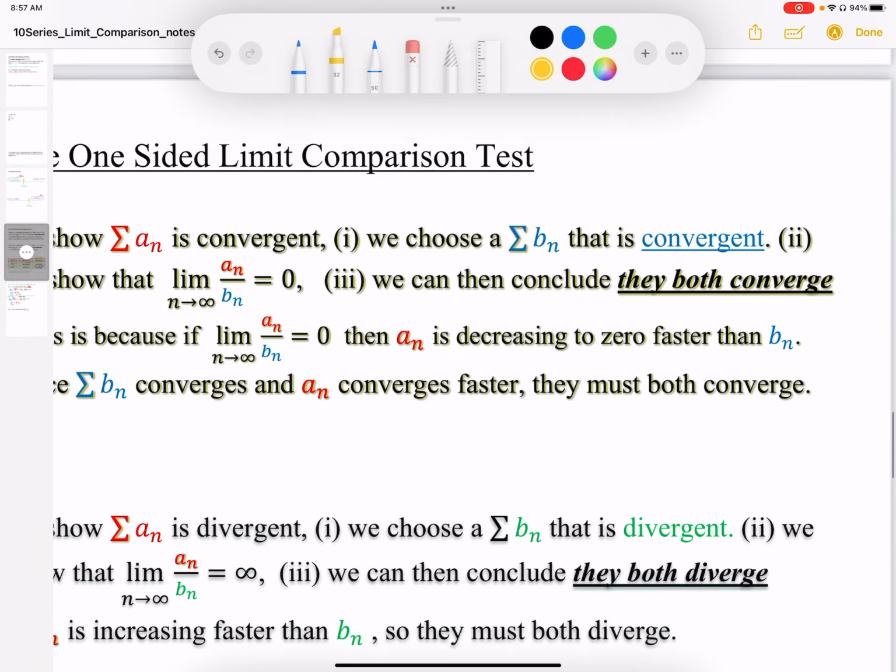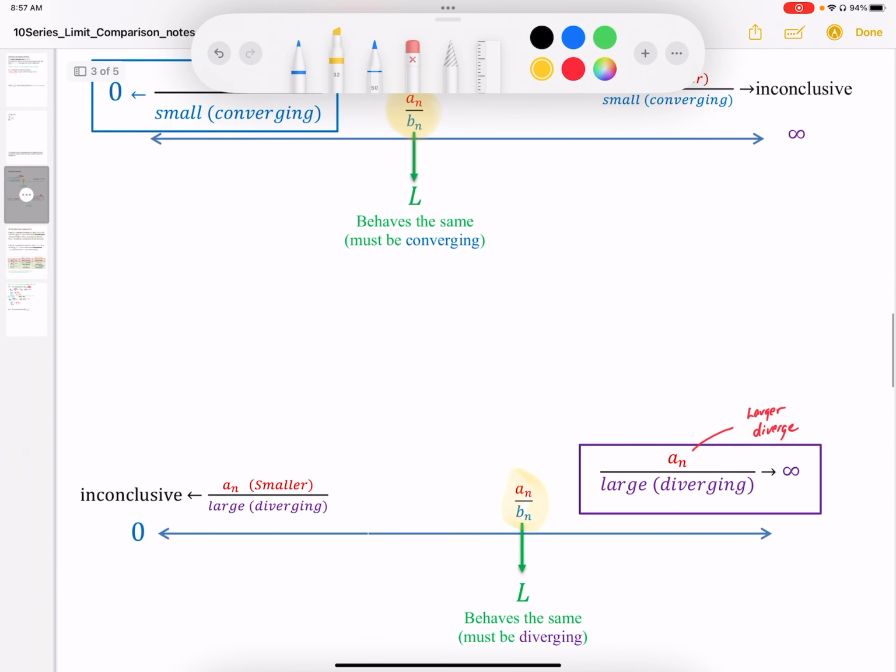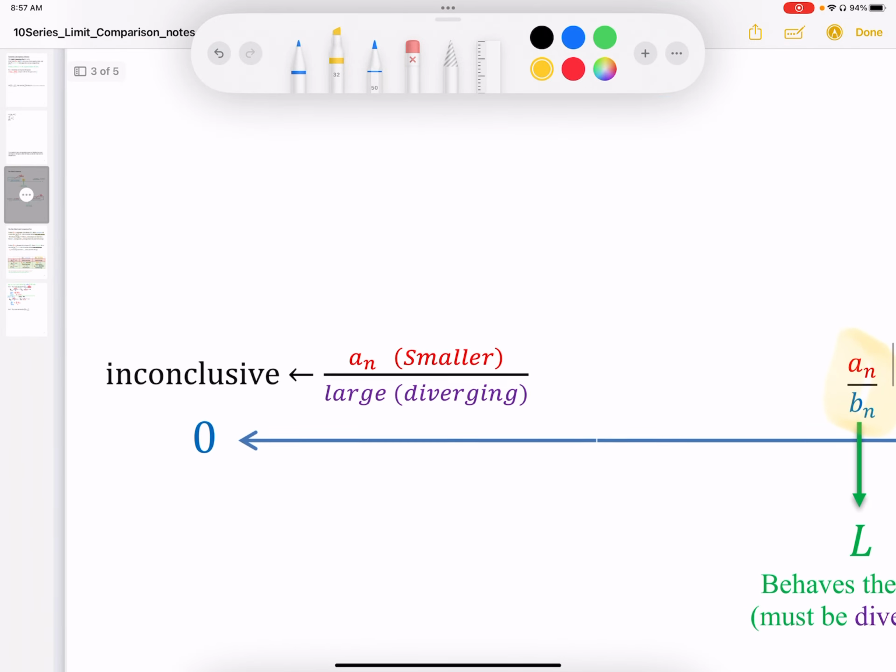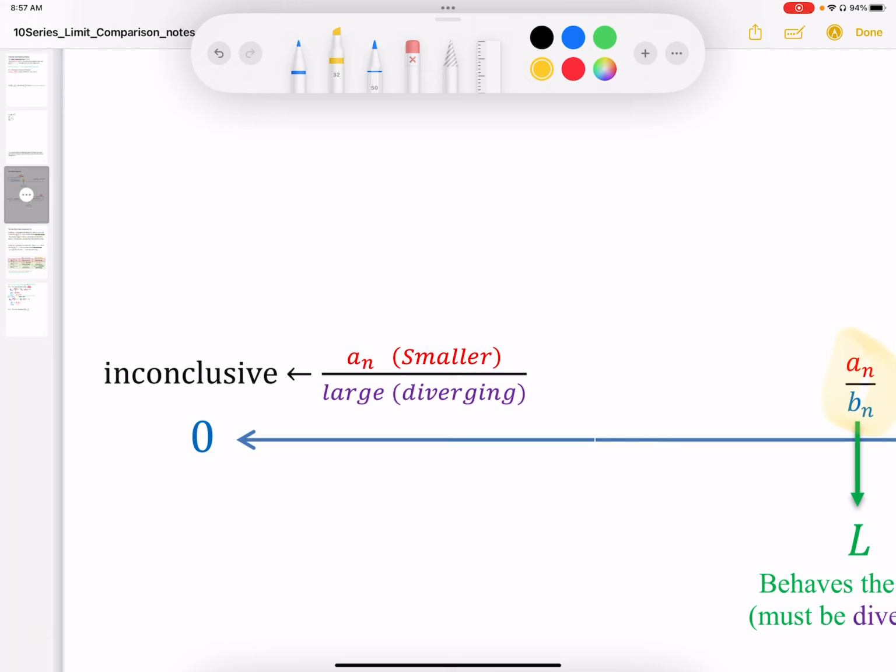On our chart here, what we're doing is we're testing this part here. We had the diverging series in the denominator, and we had this limit equaling 0. So it's going to this side, this left side of our one-sided test. But the problem is this is inconclusive. So we can say that the denominator is large and diverging, an is smaller, but we still don't know that it is going to be small enough to converge.